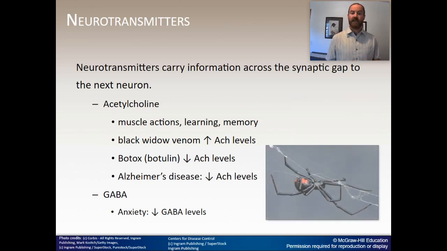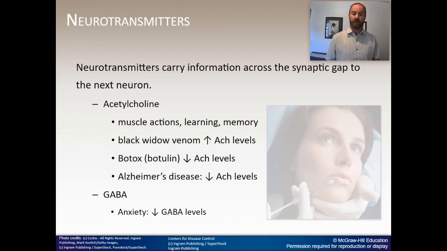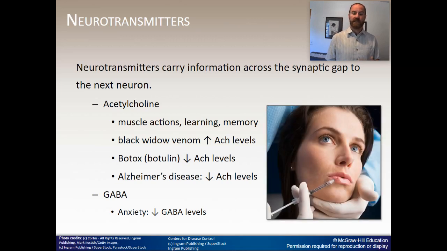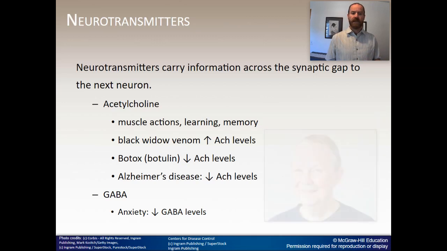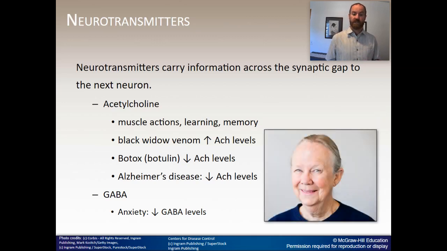Black widow venom increases the effectiveness of ACH, causing muscle spasms and eventually heart failure. Botox, on the other hand, blocks ACH, causing temporary localized paralysis. ACH is also used in the memory system. Alzheimer's disease is the result of proteins blocking ACH in the synaptic gap, causing memory failure.